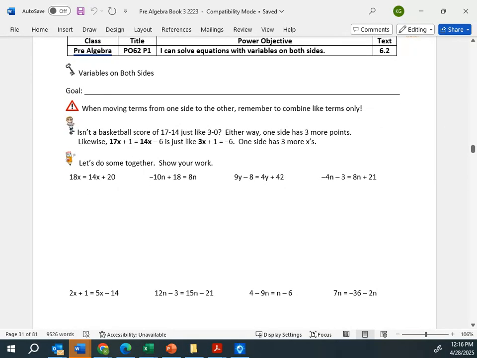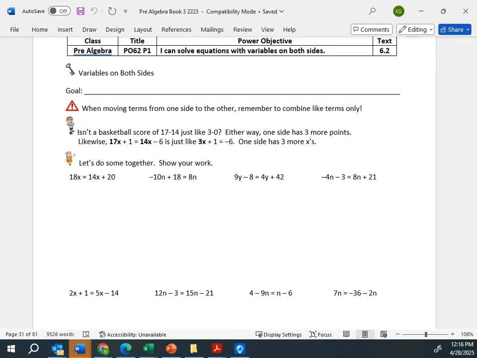I can solve equations with variables on both sides. So we're going to see how we solve for that one variable when it's on both sides of that equal sign. Once we work it through, it's really not anything more than what we know how to do. It's just more steps. Okay. So this is why I keep drilling it in.